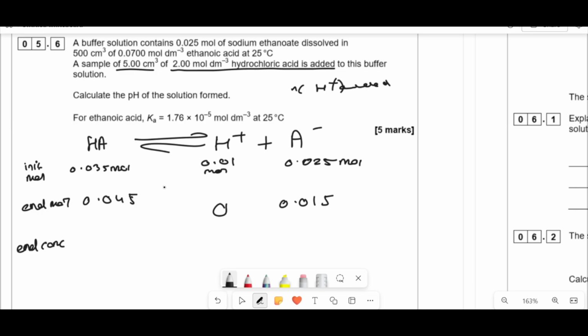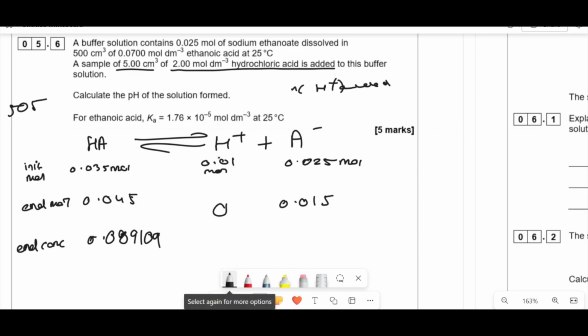Then we need to find out the concentrations because Ka equals [H+][A-] over [HA], which is the concentrations of everything. So the end concentration here is, we've got a new volume of 505. So our new concentrations are going to be 0.045 over 505 over 1,000, which is going to be 0.089109. And then here, that's obviously 0, but not necessarily 0, because remember, there was already some H+ to begin with. We just added some, and I'm just showing that it's going back down to the equilibrium amount, the normal amount the buffer has. And then the other concentration is going to be 0.015 over the same volume, which is 0.0297, right?